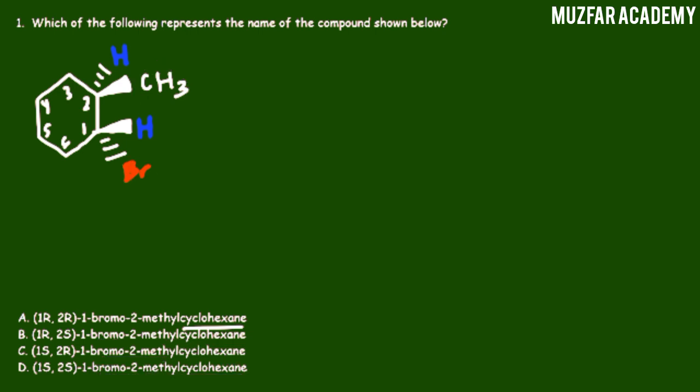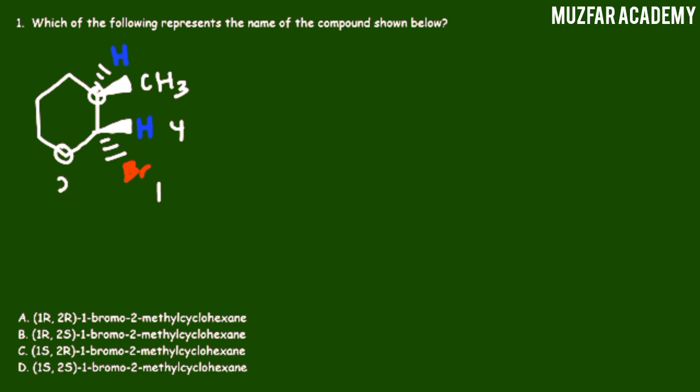But what we really need to focus on in this problem is the configuration at each chiral center. We need to determine if it's R or S. So let's start with this one. Focusing on that chiral center, keep in mind a chiral center is typically a carbon with 4 different groups. So bromine is going to have the highest priority. It has a higher atomic number than carbon. Next, we have hydrogen, which is typically number 4. And then comparing these two carbons, which one is going to win?